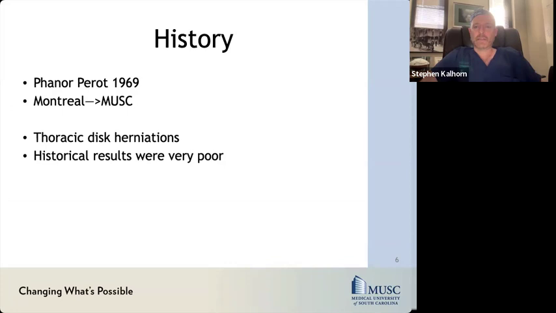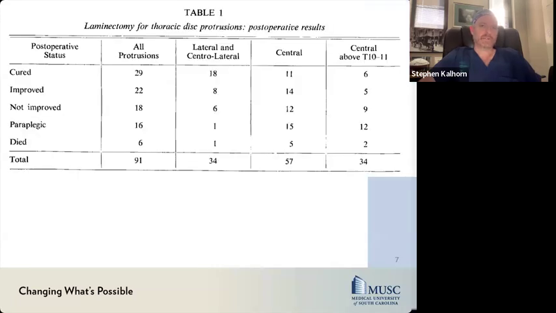And I didn't know this until I started researching it a number of years ago, but he had a particular interest in thoracic disc herniations, and when he came to MUSC, he would do them here too. And obviously the historical results for these types of pathologies are atrocious, right?